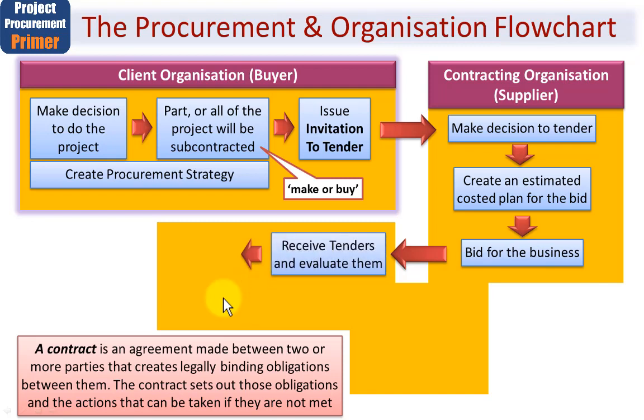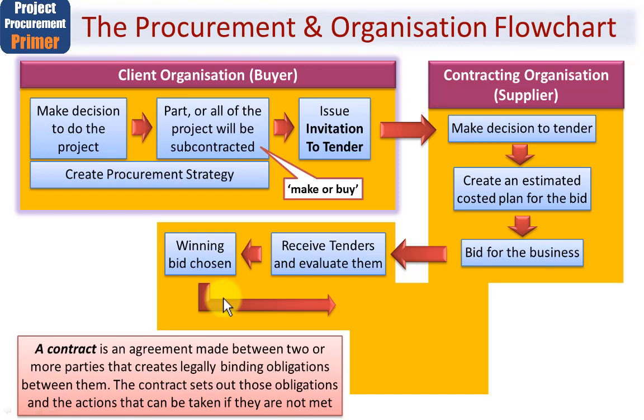So the next step would be to receive tenders from the various contracting organisations or suppliers that you've asked to make a tender, and to evaluate them. What we're obviously trying to do here is to choose which one is the best, and there will be several factors that will need to be taken into consideration here. It's not just a personal choice, it's often done against a set of agreed criteria. And by the way, when you issue an invitation to tender, that criteria must be known to each supplier, so they know what the criteria will be to choose them or not.